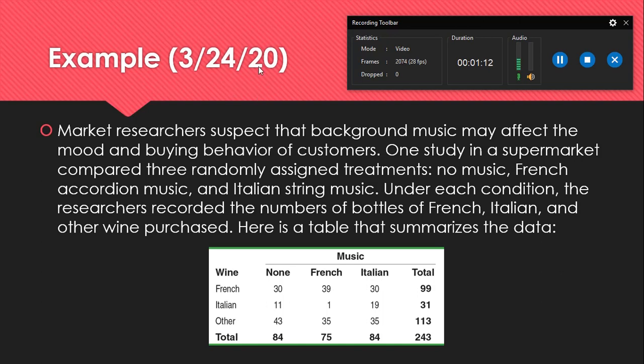Keep in mind that the explanatory variable is listed across the columns at the top. So the music is our explanatory variable. And then this is what was observed. And you can see we had 243 samples.